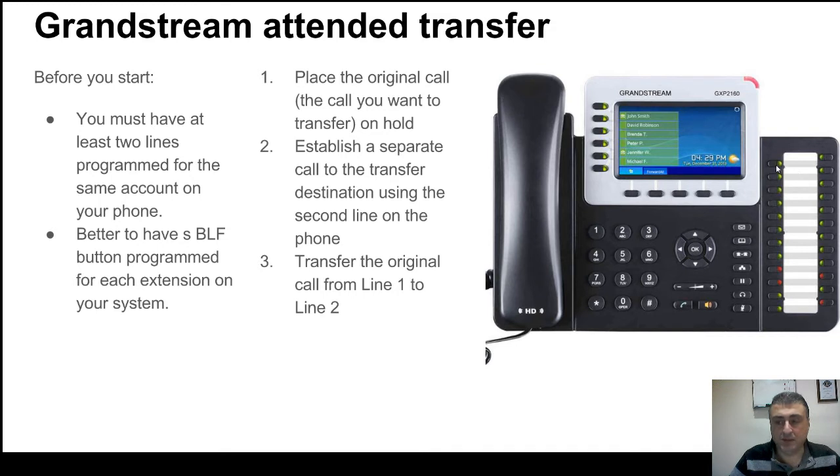So this means, let's say this one, the first one, is for extension 21. If it's green, you know that extension 21 is available. If it's red, it means it's not available.